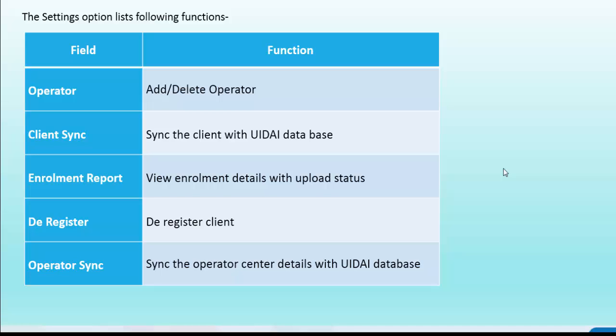If any packet is not uploaded, we can use this report to upload the packets manually. Then the deregister button, you can use this icon to deregister this client if it is not required for further enrollments. Then operator sync, this is also mandatory. We need to sync the operator details with the UIDAI server for enrolling children from 0 to 5 years. This client sync and operator sync are mandatory before starting the enrollment.